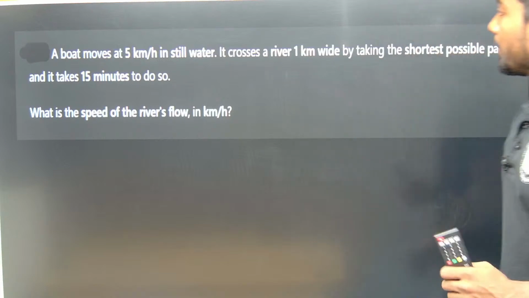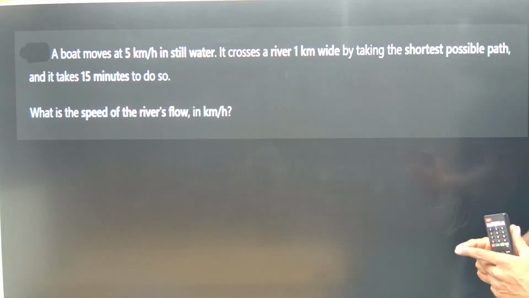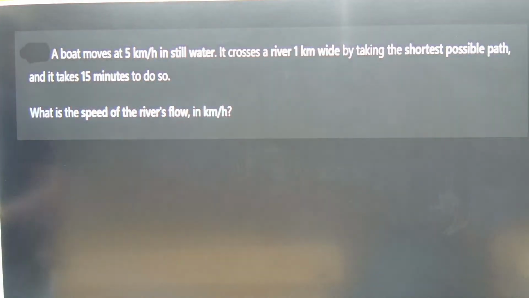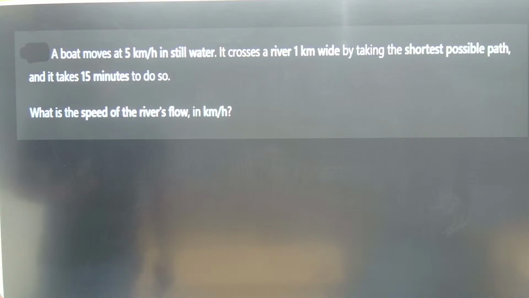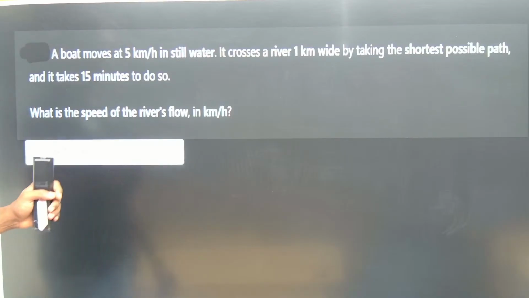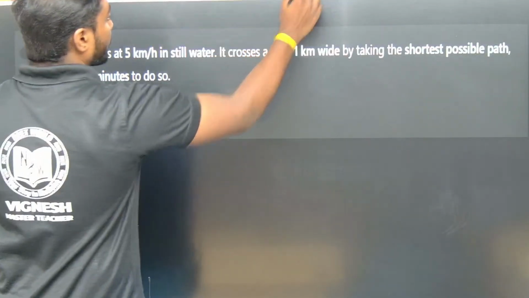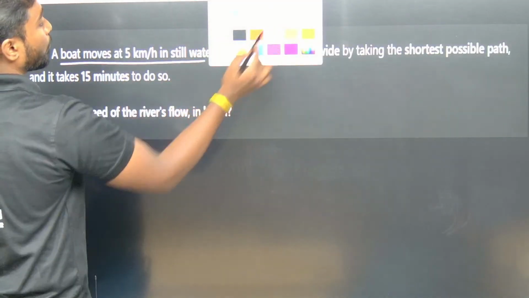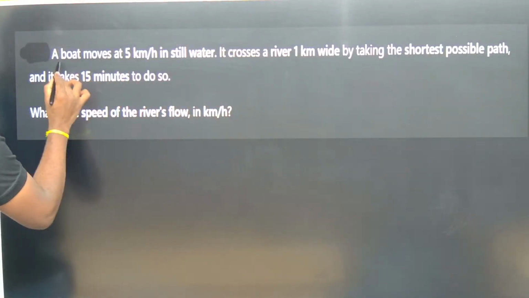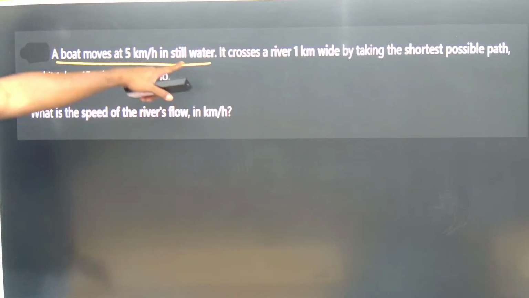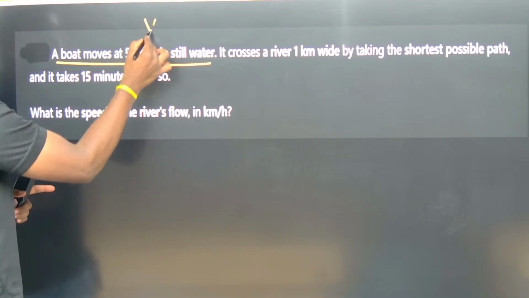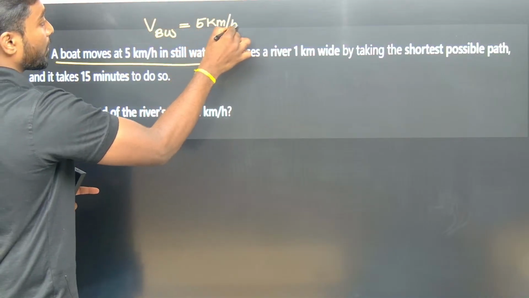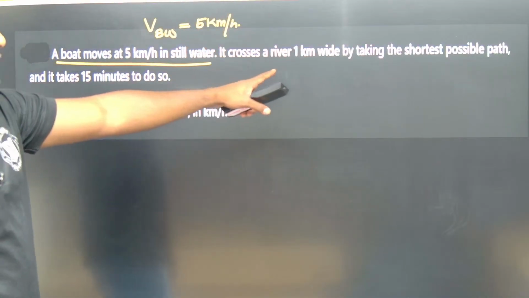A boat moves at 5 km per hour in still water. I'll write the given terms first, whatever they are saying. So the boat moves at 5 km per hour in still water, like the velocity of the boat with respect to water equals 5 km per hour. It crosses a river 1 km wide. So let me draw the river, which has 1 km width.